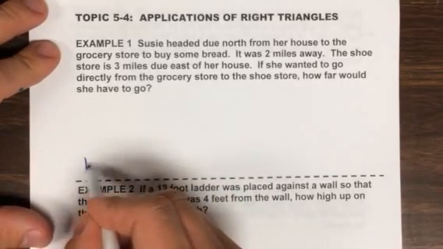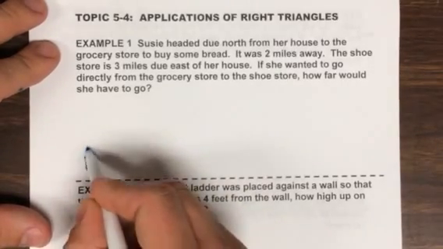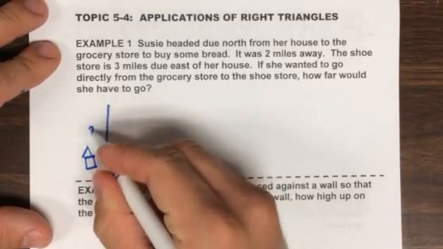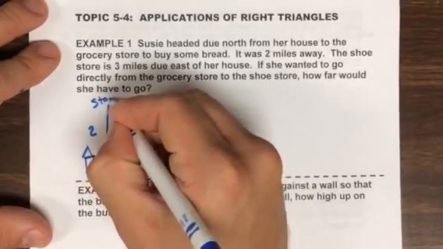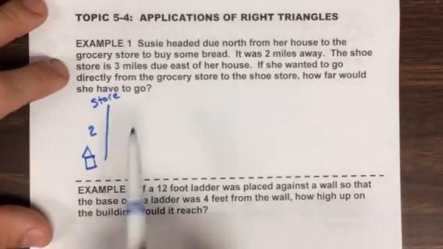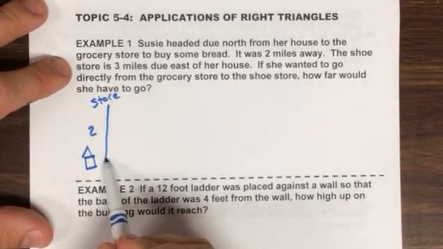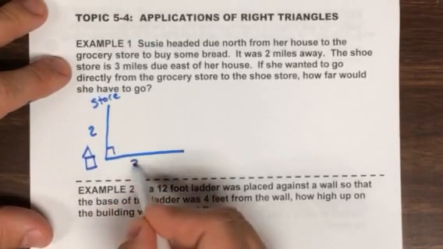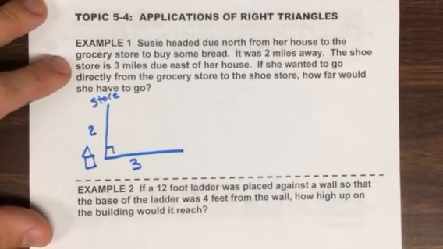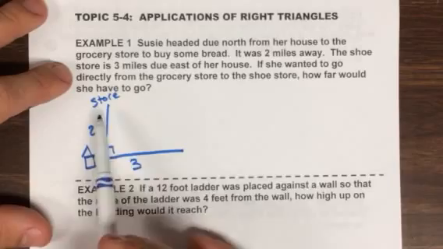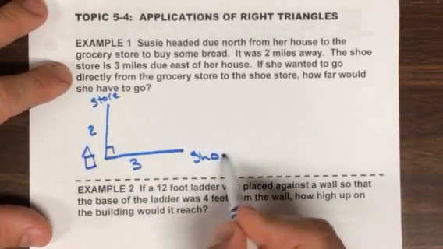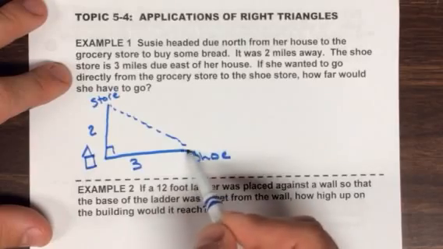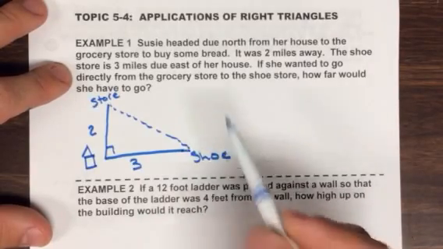So, looking at example 1, Susie headed due north from her house. Okay, so she headed north from her house, 2 miles, to the store. She also wanted to go to the shoe store. The shoe store is directly 3 miles east, which means I have a 90-degree angle from her house. If she wanted to go directly from the grocery store to the shoe store, how far would she have gone? Well, I think everyone can see we've got a right triangle here.